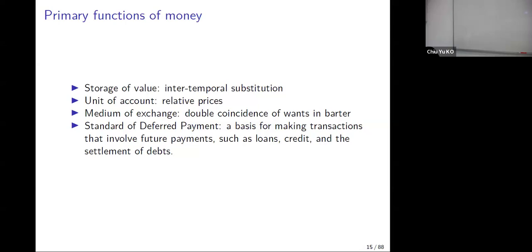The third one is the most important: the medium of exchange. It is the money that is used to smooth the transaction. Because if two guys want to trade, and there's no money, I want what you have and you want what I have, then you can trade. Otherwise, this is very difficult. Without money, trade is very difficult.